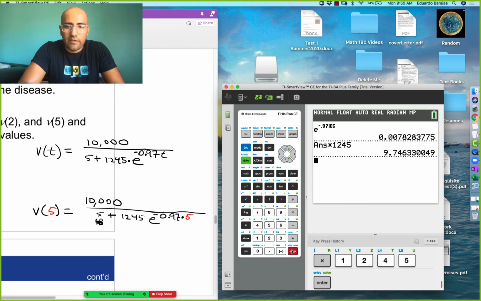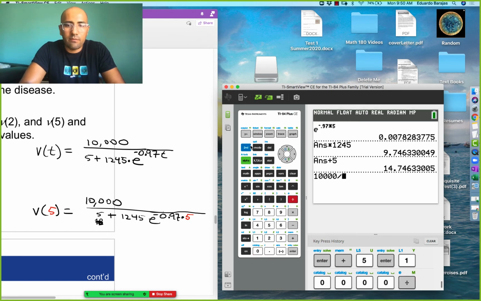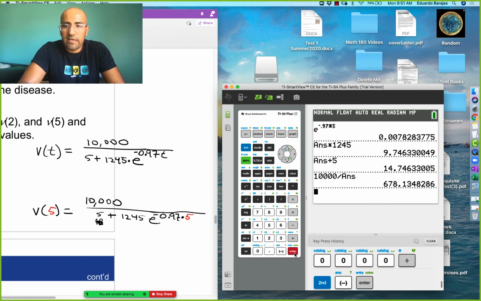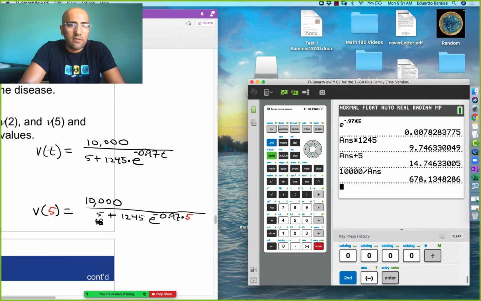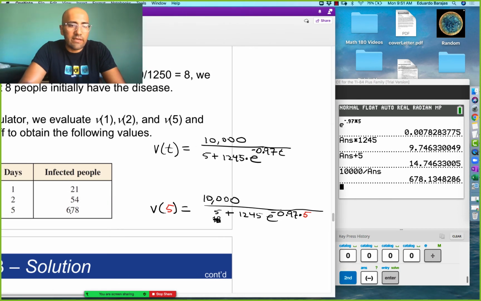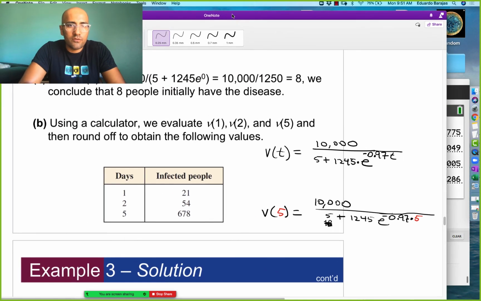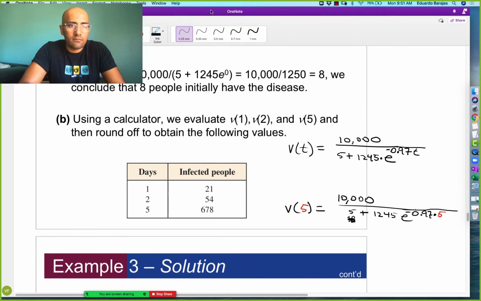I get an answer. And then again, I'm going to jump to the operation, plus, and it automatically assumes it's the previous number, plus 5. And then again, I'm going to do 10,000 divided by the previous number, second answer, enter, and I get 678.13, approximately. Remember, this is a model, it won't be exactly the same. 678, approximately the same answer that we get from here. Good? Questions?